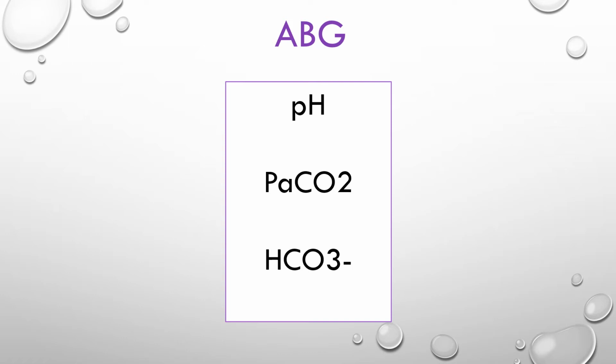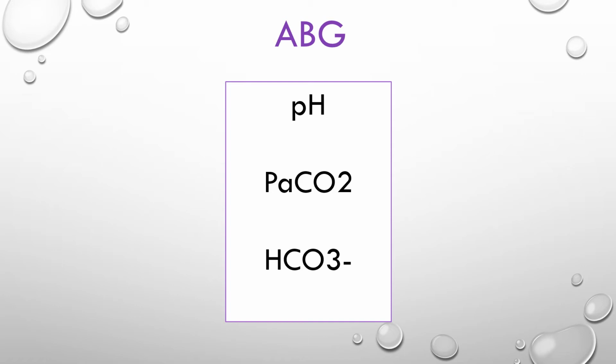The pH tells you whether there is acidosis or alkalosis. The PaCO2 and bicarbonate levels tell you whether the acidosis or alkalosis that was told by the pH is due to the respiratory system or the metabolic system, and also whether there is compensation or not, and how much compensation, if there is.